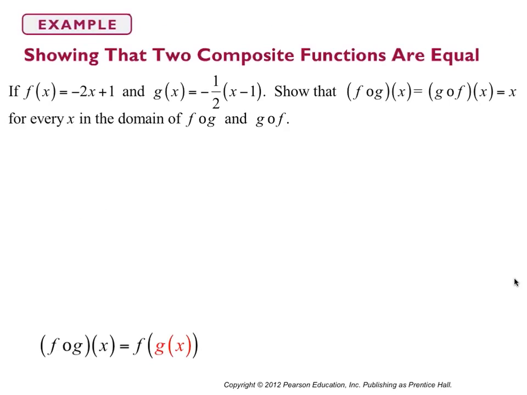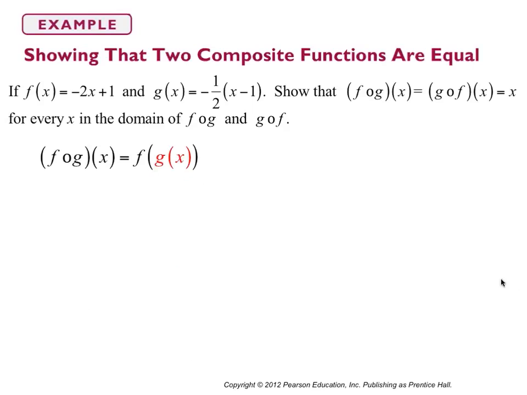Okay, if we want to show that two composite functions are equal, we have to find f composed with g of x and g composed with f of x, and we need to show that they are both x when we evaluate them. Now this is going to be useful in a little while, so it's important that you understand this. Basically, in order to find f of g of x, we take our g of x and plug it in for x into our other function.